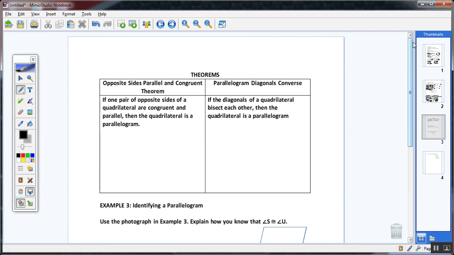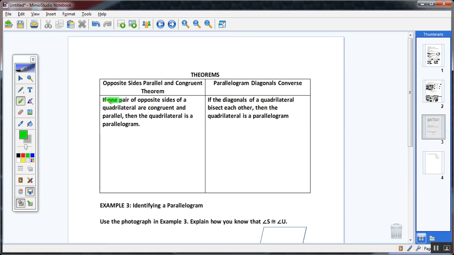Okay, listen to this one right here. It says, and this is the biggie right here, you might want to underline this. This says if one pair of opposite sides of a quadrilateral are congruent and what?